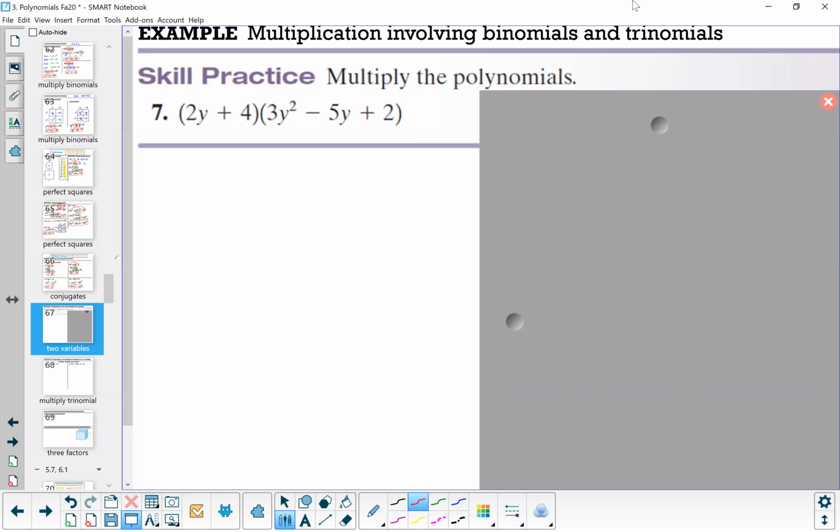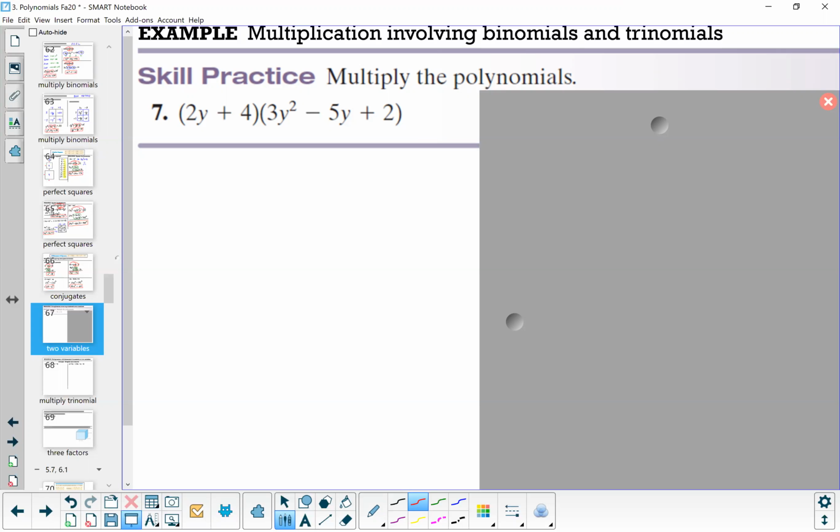So we are multiplying a binomial times a trinomial. We have parentheses 2y plus 4, close parentheses, times parentheses 3y squared minus 5y plus 2, close parentheses. Now, once you learn how to multiply using the distributive method or the box method, you can multiply any polynomial. FOIL does not apply here because FOIL is only for a binomial times a binomial. But if you are using arrows, that idea we can use.